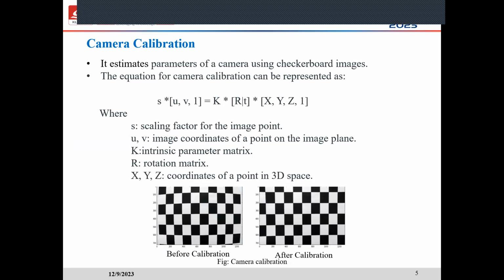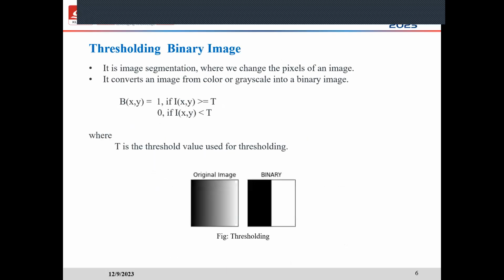Camera calibration, as you can see, has an equation which estimates the parameters of a camera using checkerboard images. Next is binary images. It is a type of image segmentation algorithm where we change the pixels of an image. It converts an image from color or grayscale to binary, like 0 or 1. If it's dark, it will show as 1. If it's light, it shows as 0.